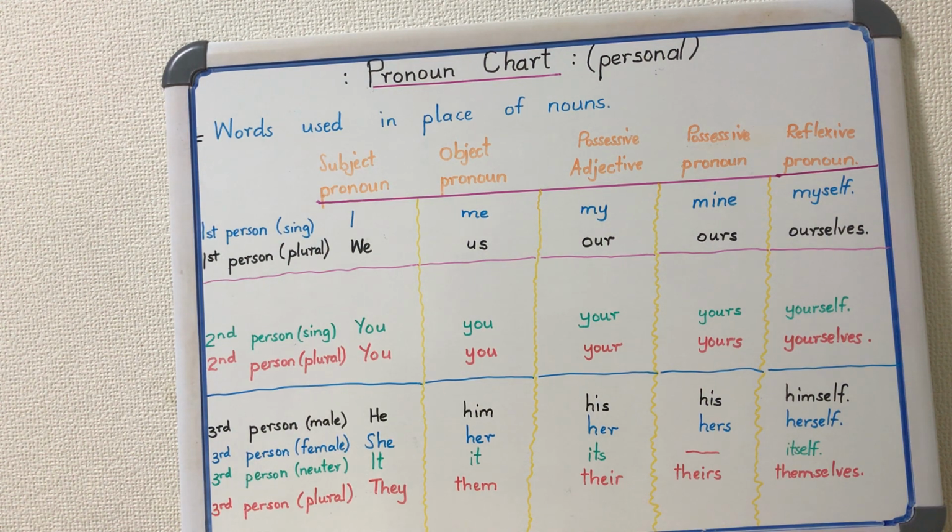Then we have got a plural form for the third person, they. And when you say they, you are not in that group. They came yesterday. You were not in that team. Object pronoun, them. Possessive adjective, their. Still, you don't fit in there. You are out. Theirs. And lastly, themselves.